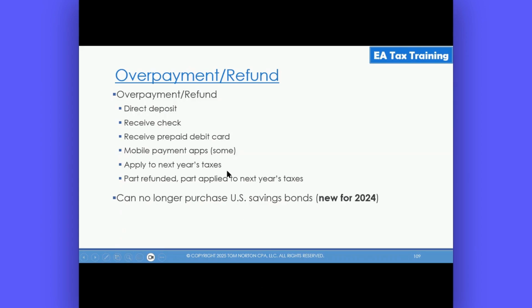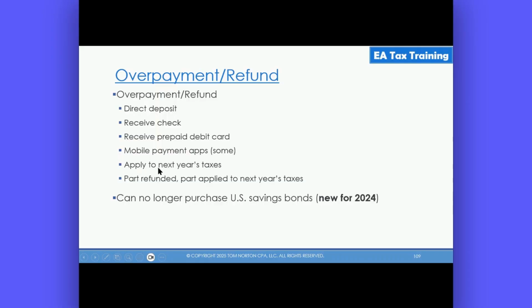If you made an overpayment, you've got a refund due, you've got several different options. You can have direct deposit. Again, give them your routing number, your bank account number. They will deposit that money directly into your account. That is generally going to be the fastest way to get your refund, and is what we do for most taxpayers. However, if you want, you can just receive a check in the mail. You can receive a prepaid debit card. Some taxpayers don't have a bank account, and so a prepaid debit card will work well for them. You can use some mobile payment apps.